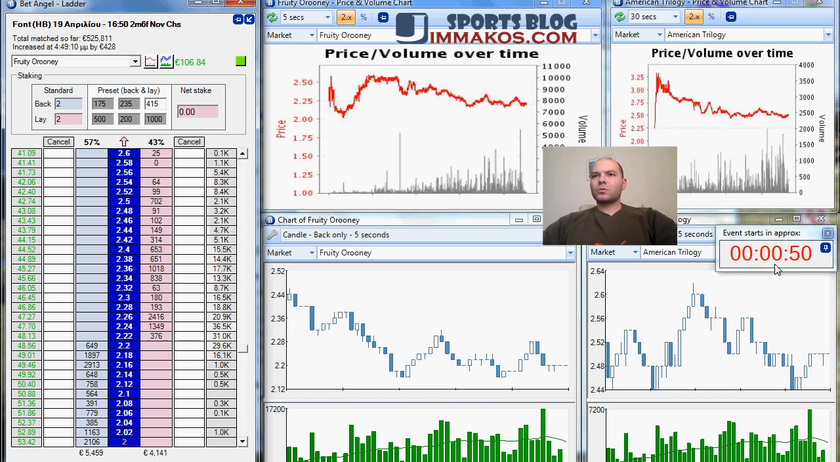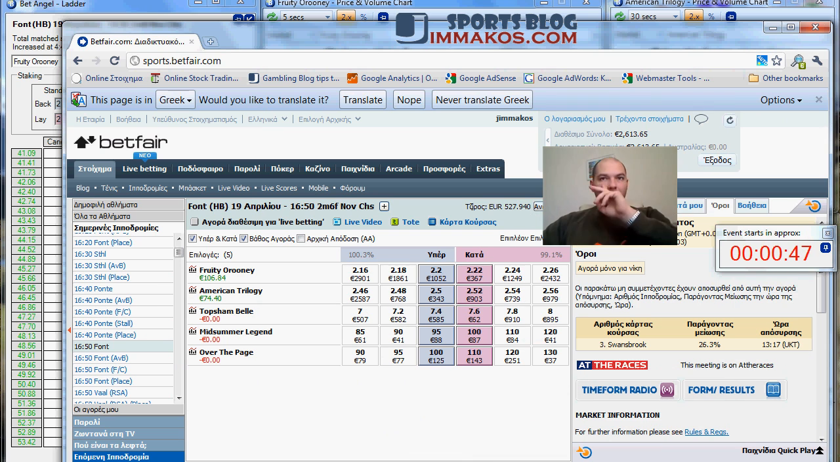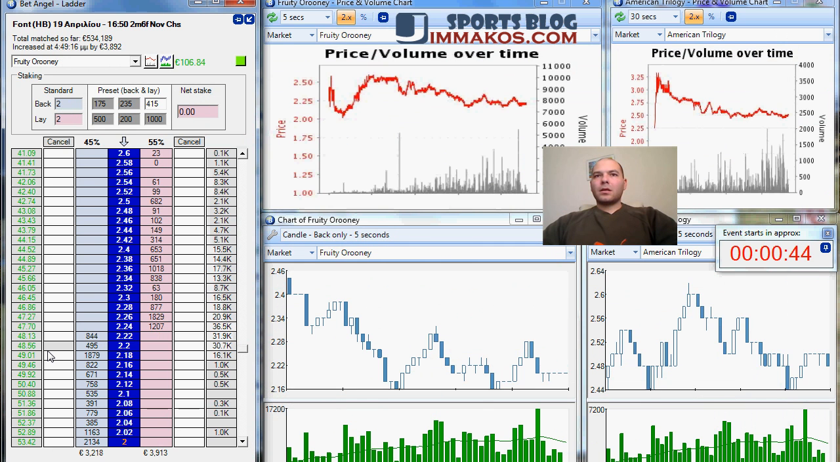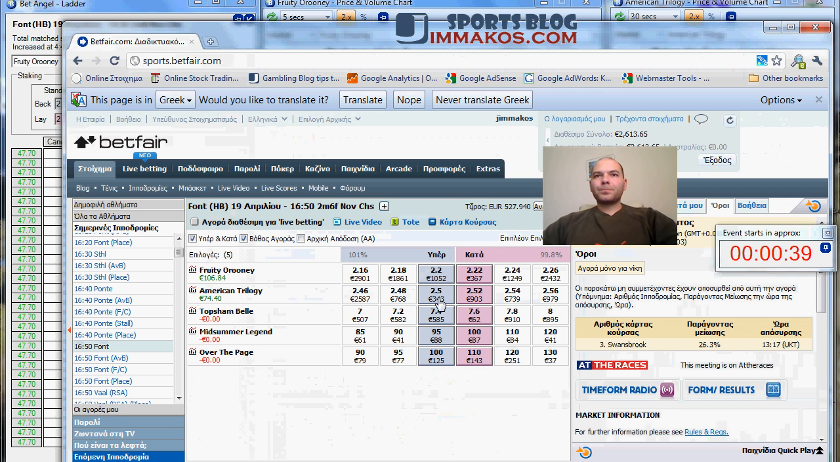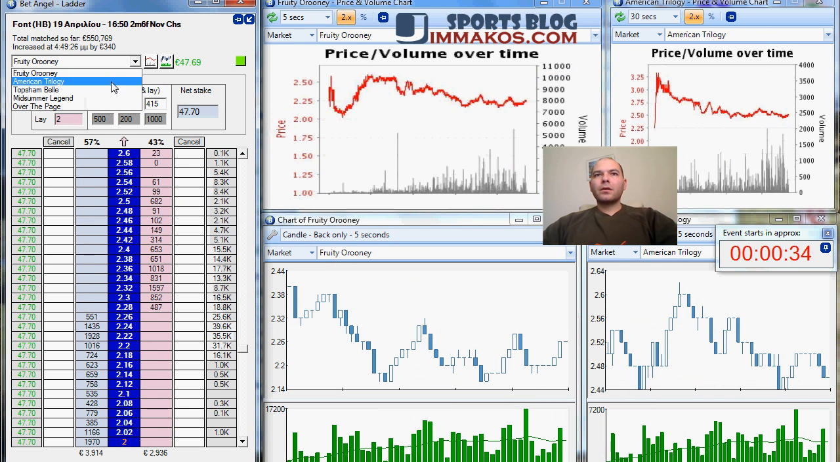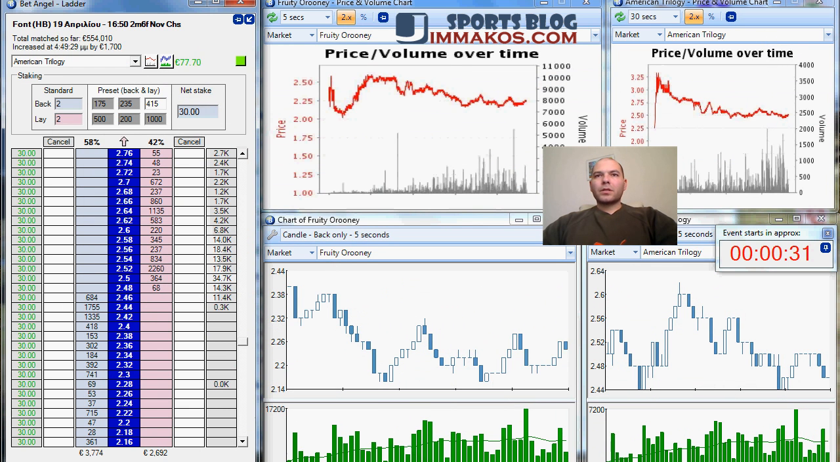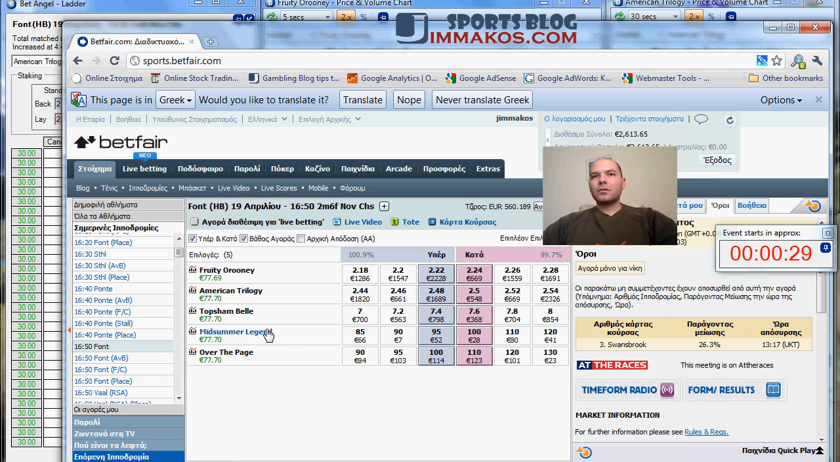So I'm looking to lay at the support level and back at the resistance level. Right now I'm going to green up, having secured a substantial amount in the first horse. After greening up the first horse, here's the Betfair market, and now I'm going to green up the second horse for 30 euros, and total amount for this trade was 77 euros.